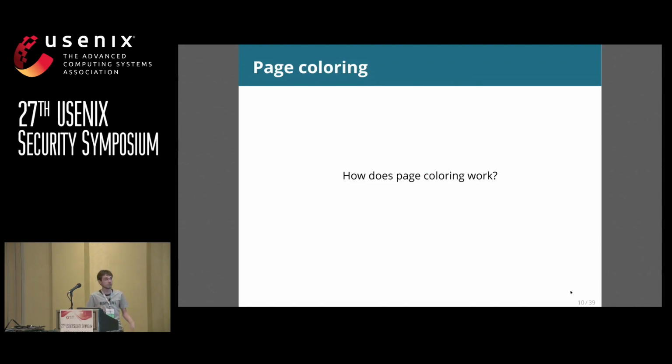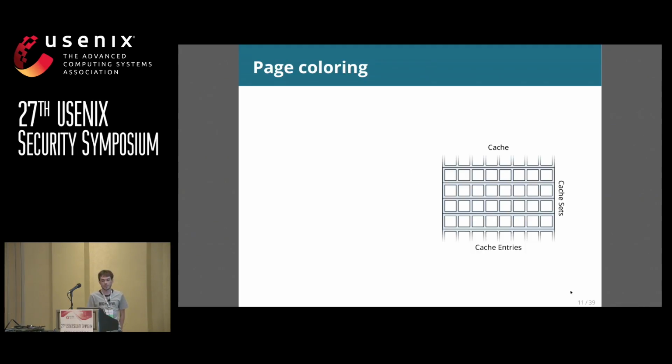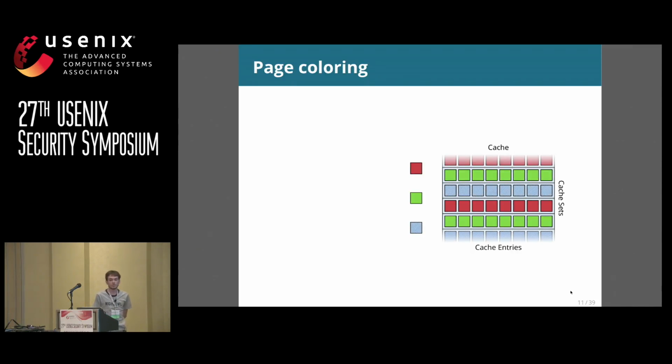So the question is, how does page coloring work? And page coloring is basically set partitioning. So we have this cache, and we have physical pages. And like I said before, each page has a physical address with bits that indicate where the page is going to be in the cache set. So let's say this is a red page, and it will always be in the red cache sets. Then we have a green one that will always be in these green cache sets. And then we have a blue one that will always be in the blue cache sets.